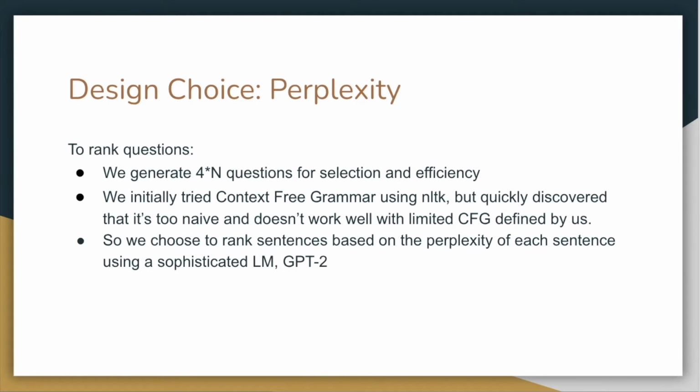To rank our generated questions, we first decided to generate 4 times n questions for selection and efficiency. We initially tried CFG using NLTK, but quickly discovered it's too naive and doesn't work well with the limited CFG defined by us. And we recall that perplexity is the average branching rate, meaning the lower the perplexity of a sentence, the more likely it occurs commonly in grammatically correct contexts, and thus be more correct itself. So we choose to rank sentences based on perplexity using a sophisticated language model, GPT-2.